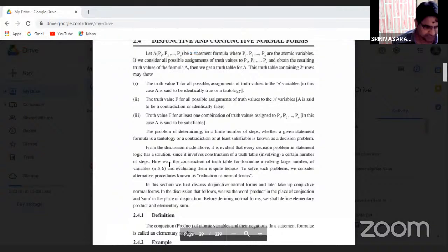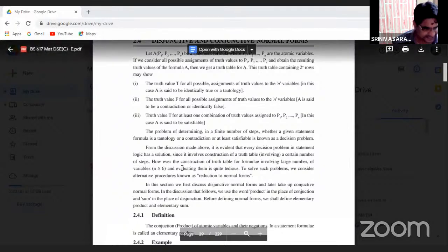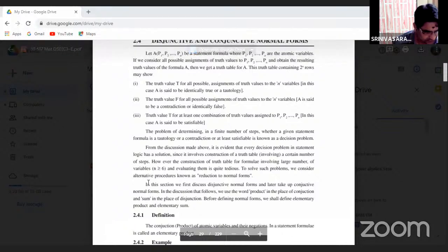Every decision problem in statement logic has a solution. Since it involves construction of a truth table, it takes a certain number of steps. However, the construction of a truth table for a formula involving a large number of variables, here n greater than or equal to 6, and evaluating them is quite tedious. To solve such a problem, we consider an alternative procedure known as reduction to normal form.